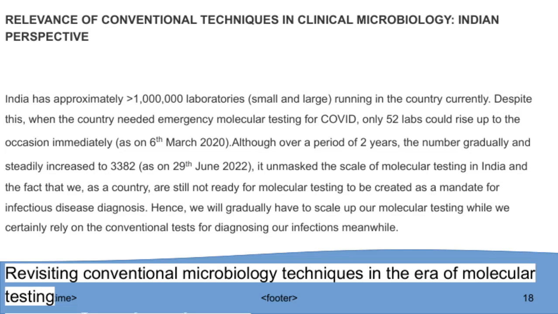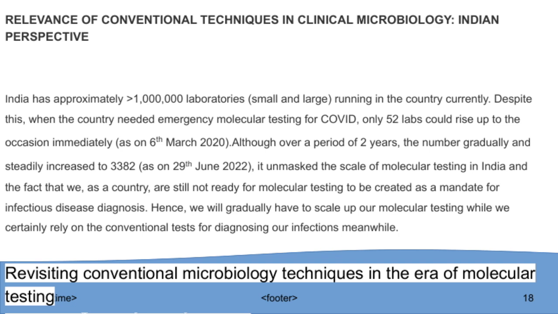Let's now consider the relevance of conventional techniques in clinical microbiology from the Indian perspective. Currently, India has over 1 million laboratories, both small and large, operating across the country. Despite this vast network, when the COVID-19 pandemic hit, only 52 labs were initially capable of performing emergency molecular testing. This highlights a significant gap in our capacity for rapid molecular diagnostics. Over the next 2 years, that number increased to over 3,300 labs, which is a commendable growth.